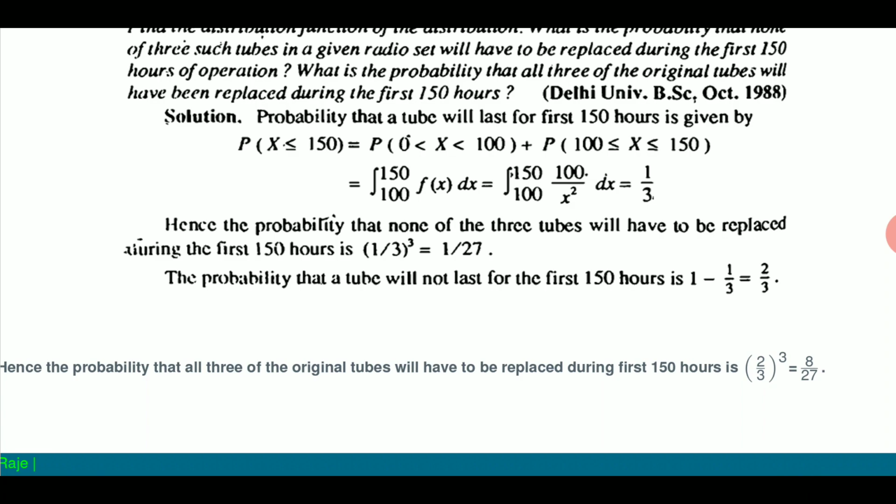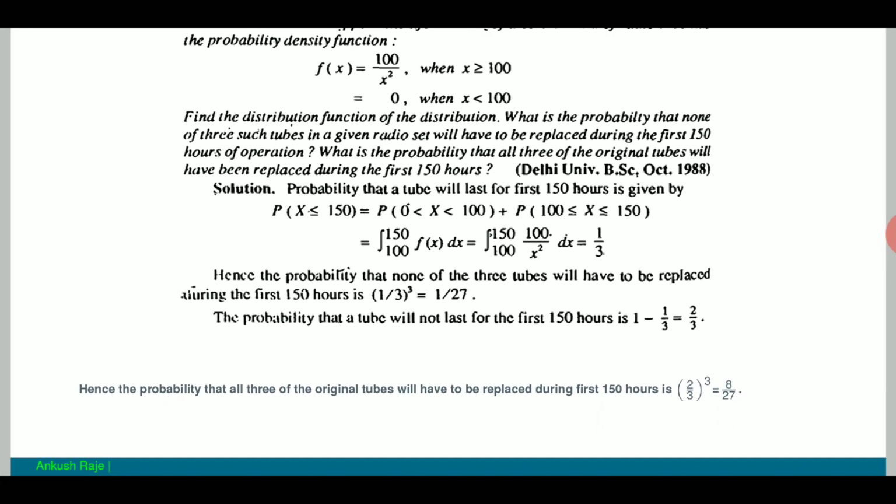So the probability of happening is 1 by 3, and the probability of not happening is 1 minus 1 by 3, which is 2 by 3. What was the next question? The probability that all the three original tubes will have to be replaced during the first 150 hours is 2 by 3, because the probability of that event not happening means that all the three original tubes will have to be replaced.